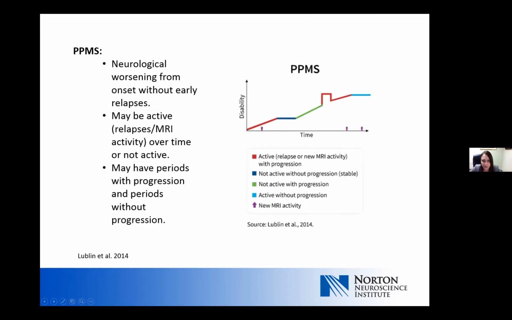In primary progressive MS, they typically start off having some gradual progression. They can have periods where they don't have any progression. So they can have periods of time where they're not getting worse. And then later in their disease course, they can have things like MRI activity. These little purple arrows are MRI activity, and they can actually have relapses later in their disease course, which can be very confusing for people who aren't used to seeing a lot of patients with primary progressive MS.